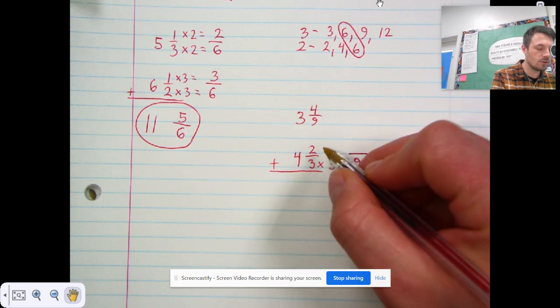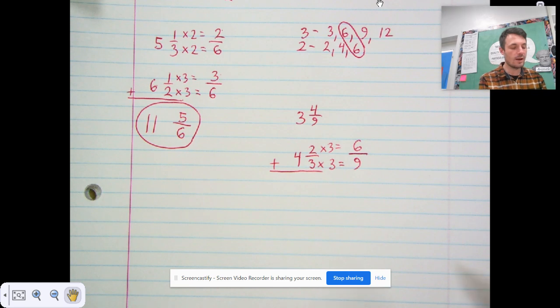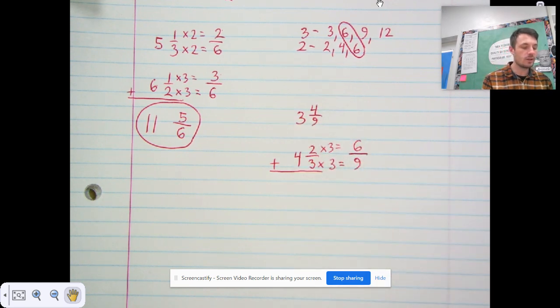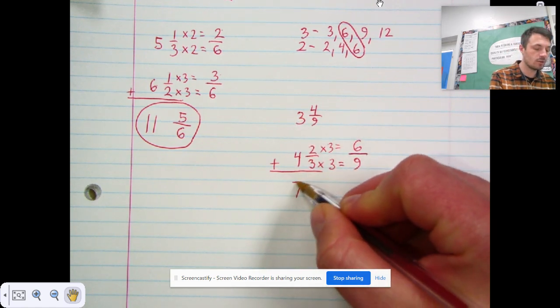Whatever I do to the bottom, I do to the top. 2 times 3 equals 6. Okay, now I have 3 and 4/9 plus 4 and 6/9. Now, step 2 is add the whole number part. 3 plus 4 is 7.